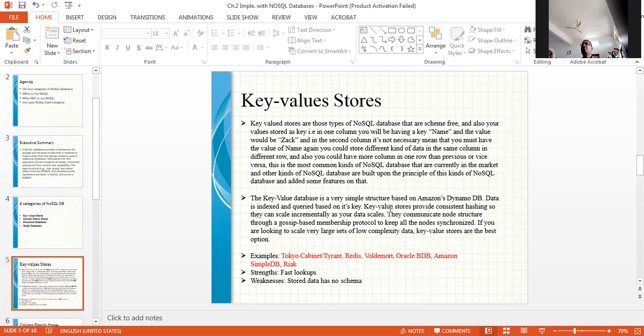Today our key point is the key value store. So key value store means what? Key value store is a simple hash table, primarily used when all access to the database is via primary key.